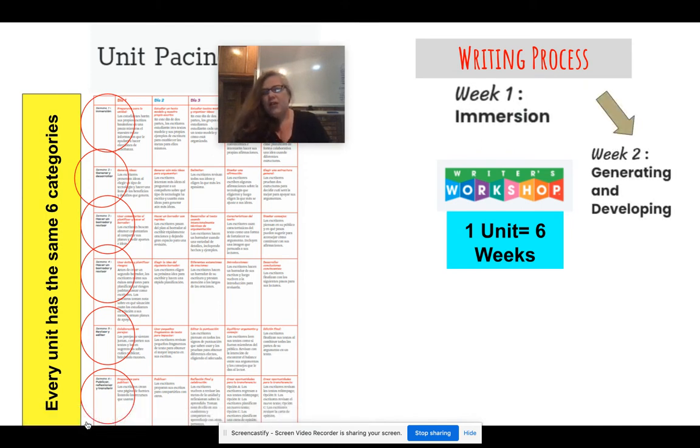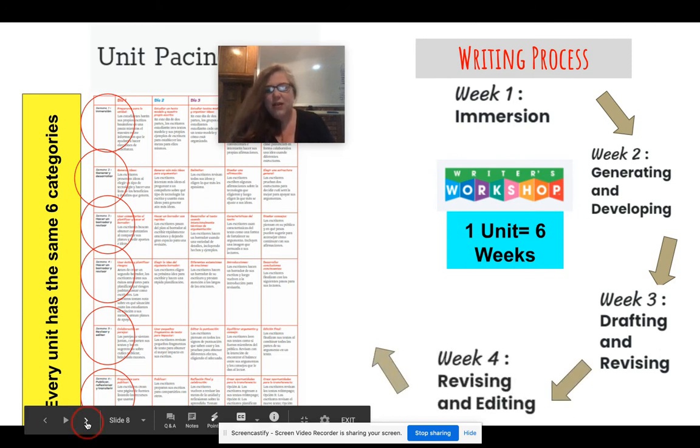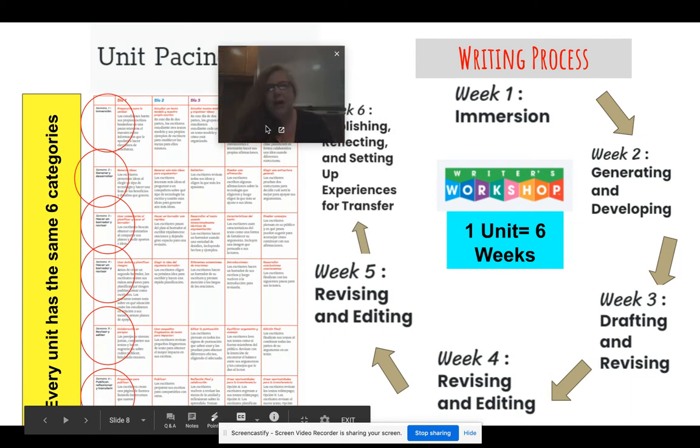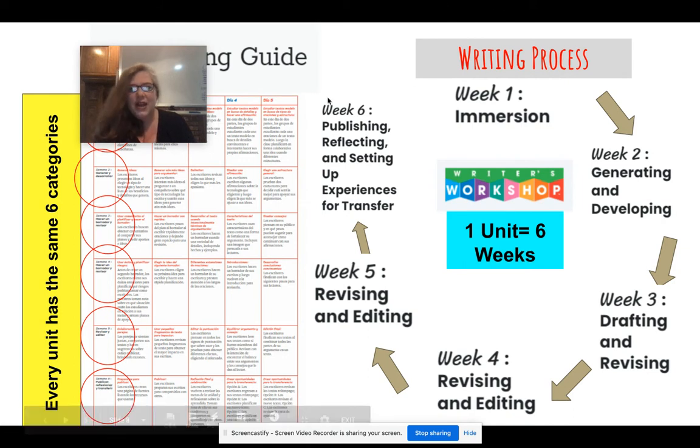The second week is generating and developing ideas. Next, we have drafting and revising your first rough draft, revising and editing your rough draft, more revising and editing, and then finally publishing, reflecting, and setting up experiences for transfer. And again, this is in every single unit.